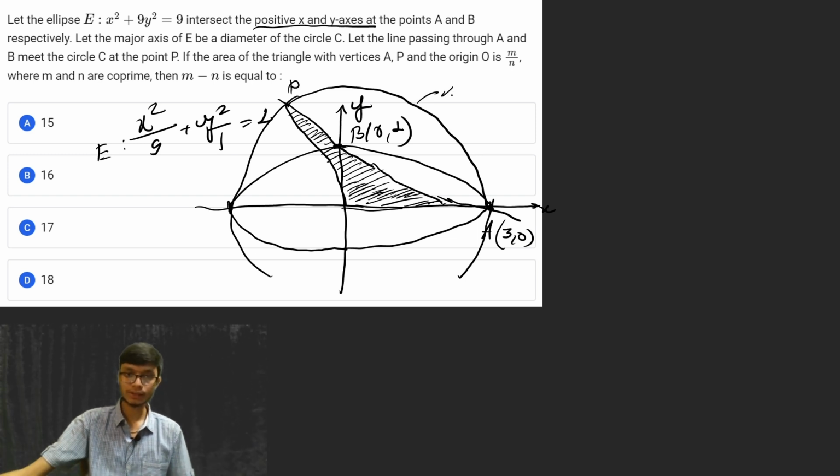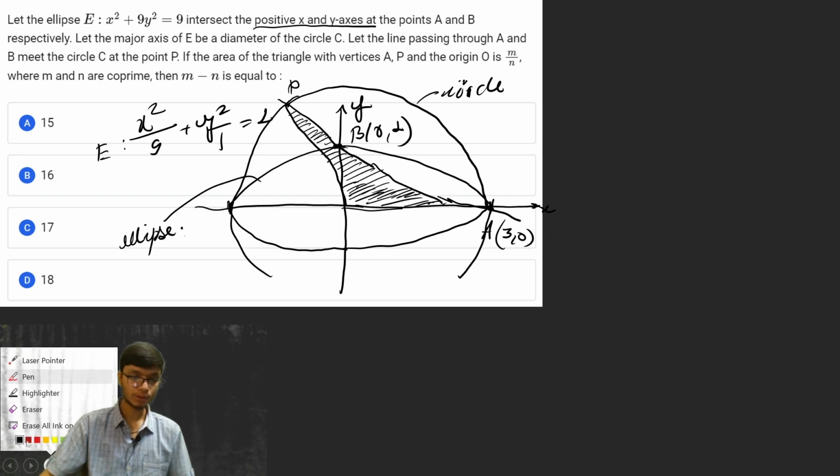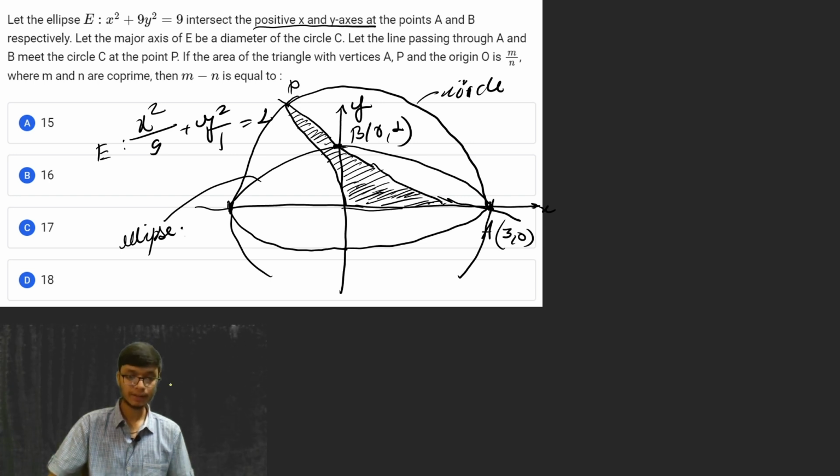So this is the circle and this is the ellipse. Let me first write the equation of AB. The equation of AB will be x by 3 plus y by 1 is equal to 1, and from here I can write it as x plus 3y minus 3 is equal to 0. So that is the equation of the line AB.